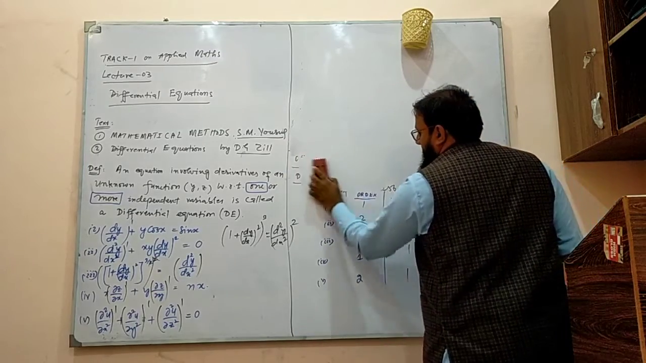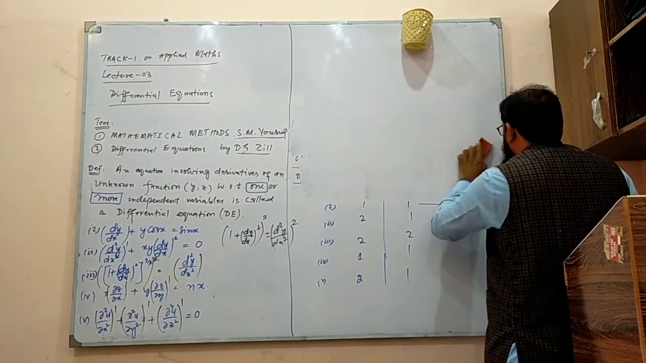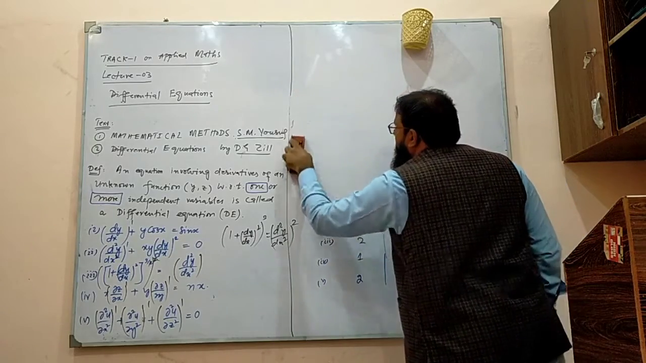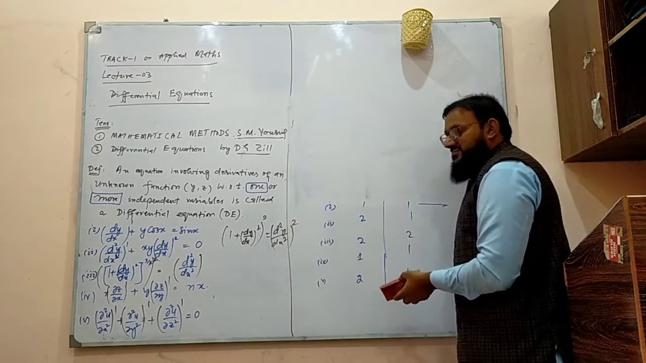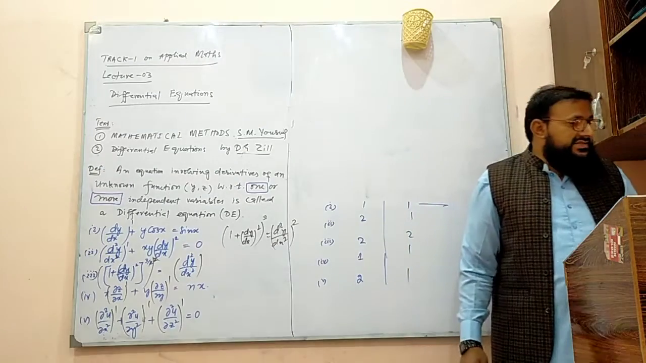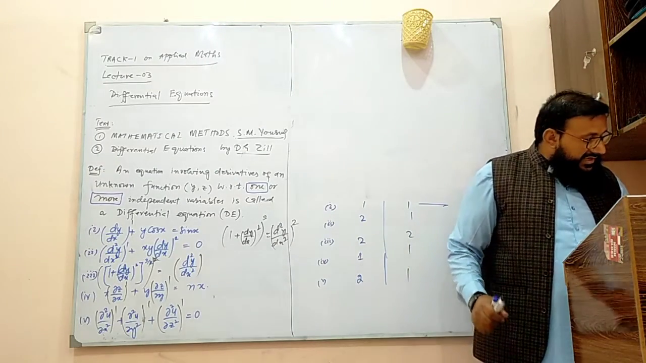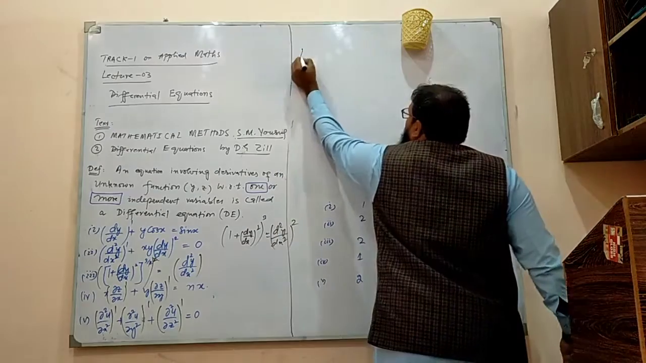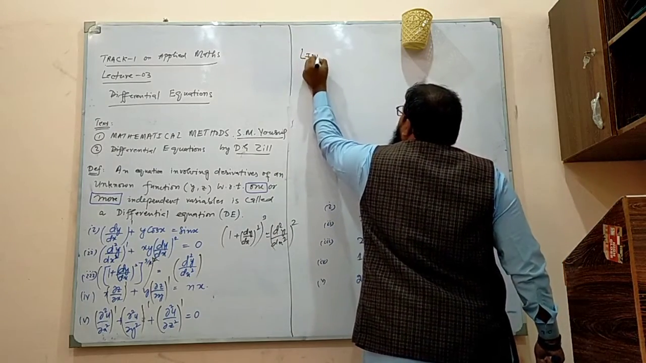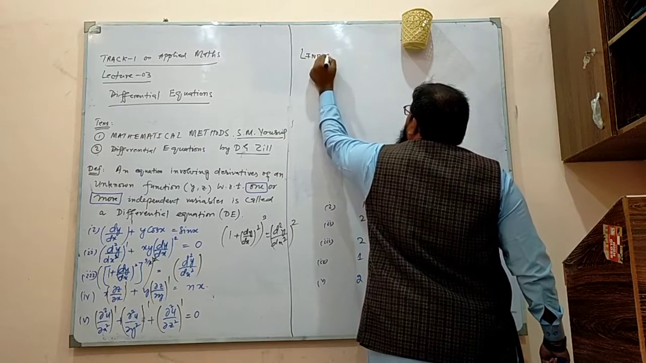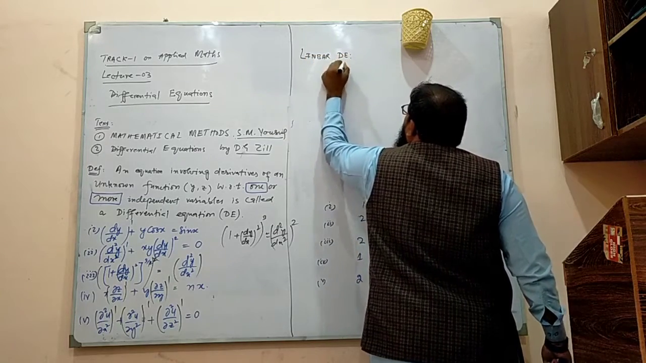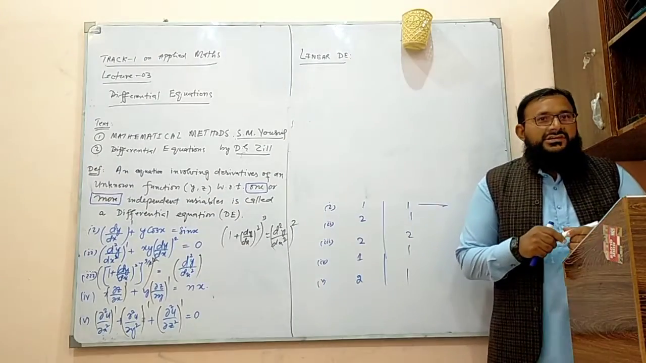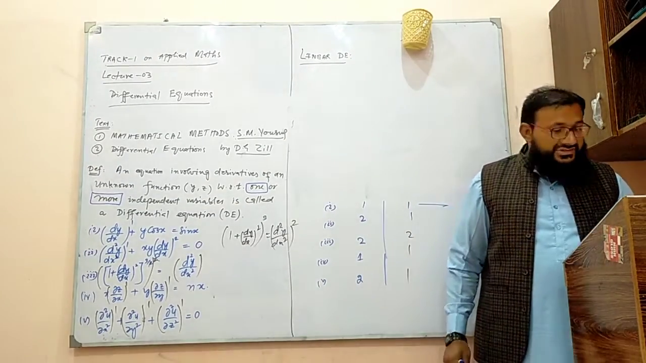So we can say that the degree tells us the nature of the equation. But mainly the nature is determined by the linearity. So when a differential equation is linear, when I say linear differential equation, it means I am talking about linear ordinary differential equation as well as linear partial differential equation.